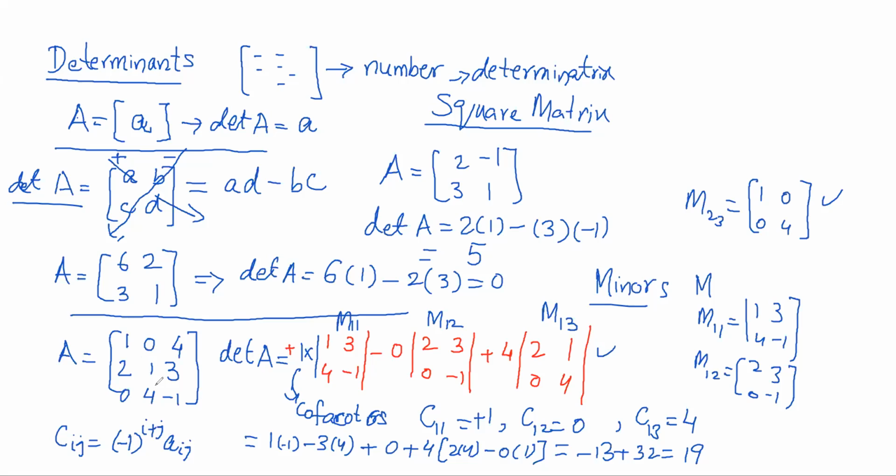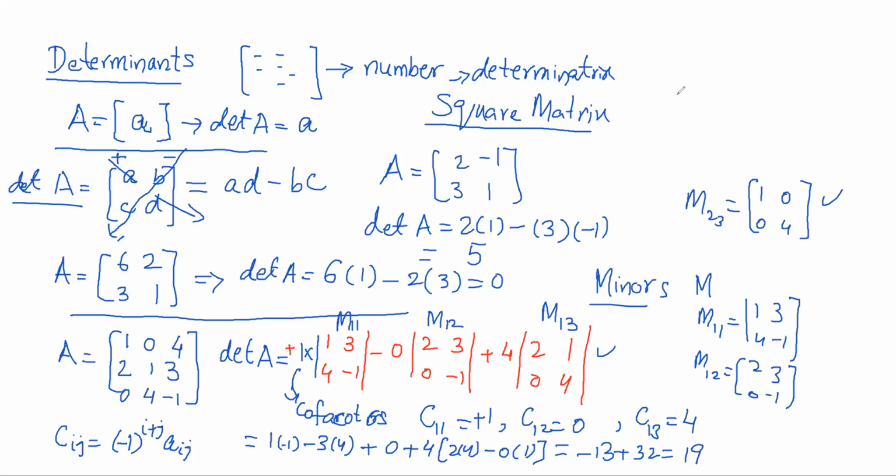So for example, over here, 4. The cofactor of this will be, because this is the position 3 and 2, so 3 plus 2 is 5. 5 is an odd number, so its sign will be negative. So its cofactor will be -4.